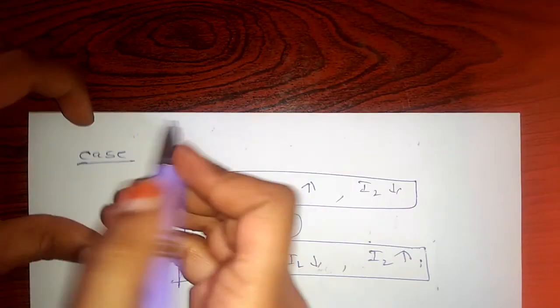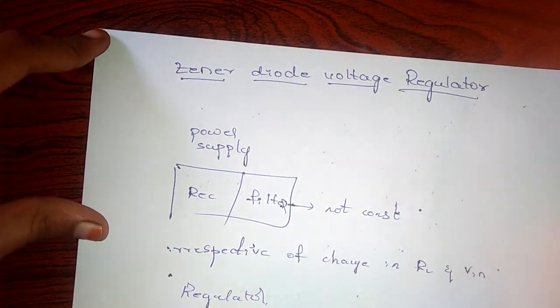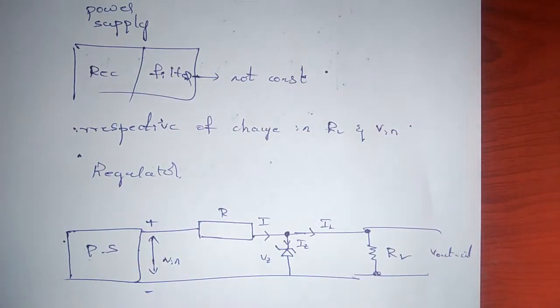So this is about the cases that we have for a regulator where we use a Zener diode. So this is about today's class.